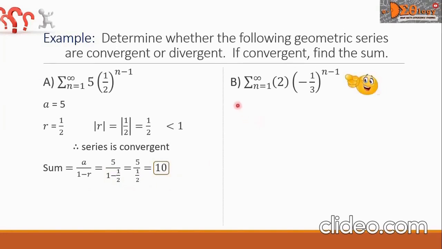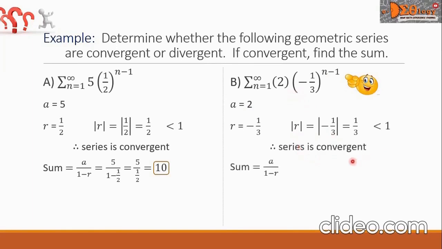Now, problem B. Collecting the values, a equals 2 and r equals negative 1/3. The absolute value of r is equal to the absolute value of negative 1/3, and this is equal to positive 1/3. And 1/3 is less than 1, so we say that the series is convergent. We can use the formula for the sum.